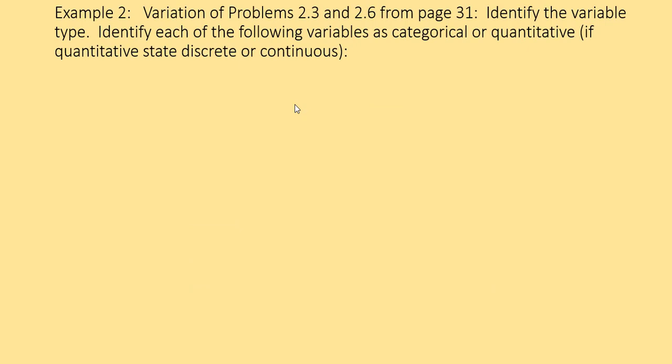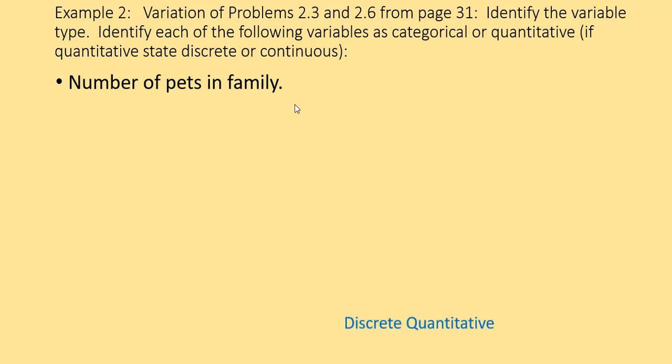Okay, so here's an example. Typical test question. Identify the variable type. We're going to identify them as categorical or quantitative, and if it's quantitative, we're going to state if it's discrete or continuous. Number of pets in the family. Well, I hope the answer is a number, right? So that is quantitative. Now, does it make sense to average these numbers? No, it doesn't. So it's discrete, right? You either have 1 pet or 2 pets or 5 pets or 9.